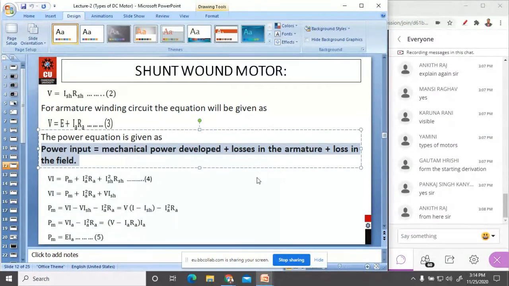And what are the losses in the armature? Losses in the armature can be represented by IA squared into RA, where IA is the armature current and RA is the armature resistance. Now ISH squared into RSH is the loss in the shunt winding, where ISH is the current through the shunt winding and RSH is the resistance of the shunt winding. Now we have to solve these equations and derive the formula for the power.